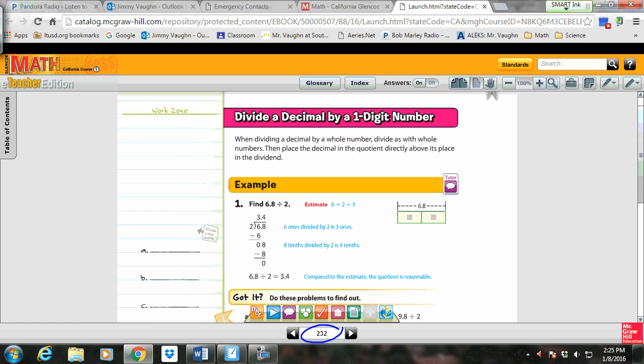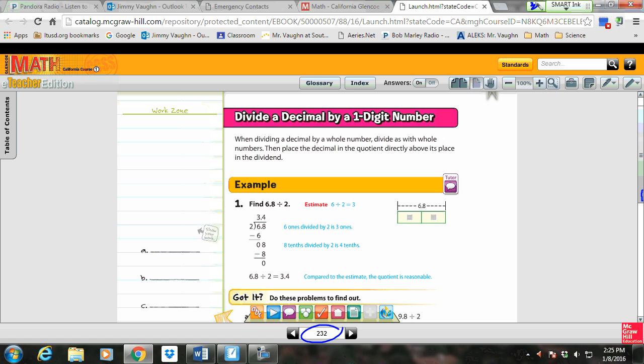So dividing with decimals. When dividing with decimals by a whole number, divide just like regular. I'm not crossing that out, I'm underlining that. Divide like a whole number, and then place the decimal in the quotient directly above its place in the dividend. So you just move it straight up.